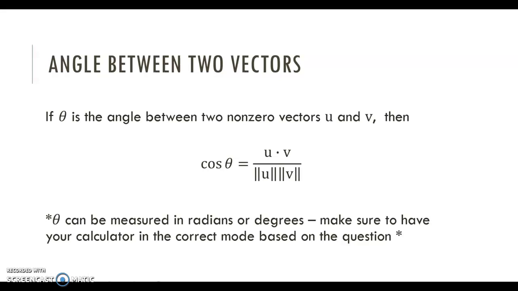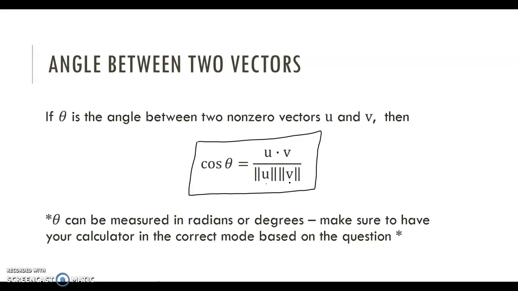So if you have two vectors lined up at initial points, we can use this formula to help us find the angle formed in between the two vectors. So this formula is cosine of theta, theta is going to be your angle, equals u dot v, so this is what the dot product is useful for, divided by the magnitude of each of these vectors.